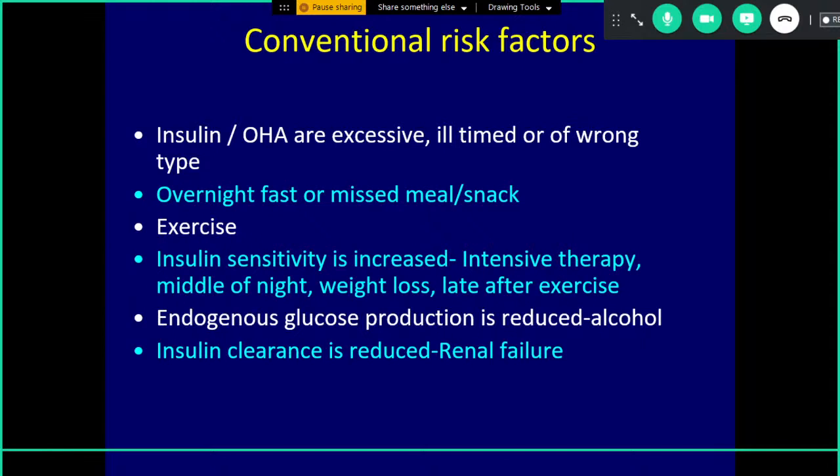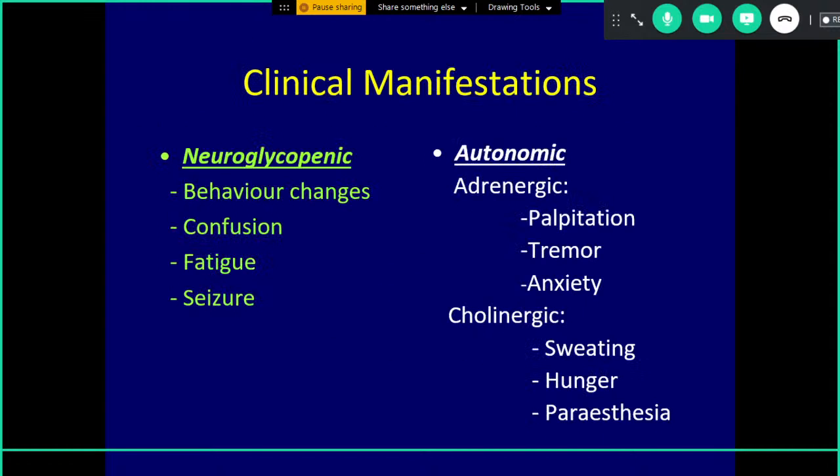right? And then, of course, a big problem which we tend to forget is declining kidney function, because insulin clearance is by the kidneys. And of course, among the oral agents, we've had a whole list of oral agents which are passed as active or inactive metabolites from the kidney. So the autonomic features are adrenergic: palpitations, tremors, anxiety; and cholinergic: sweating, hunger, and paresthesia. Okay? So that's the first level.